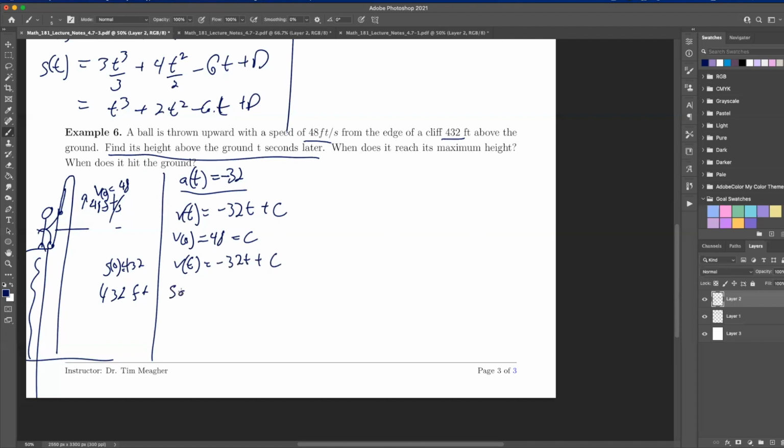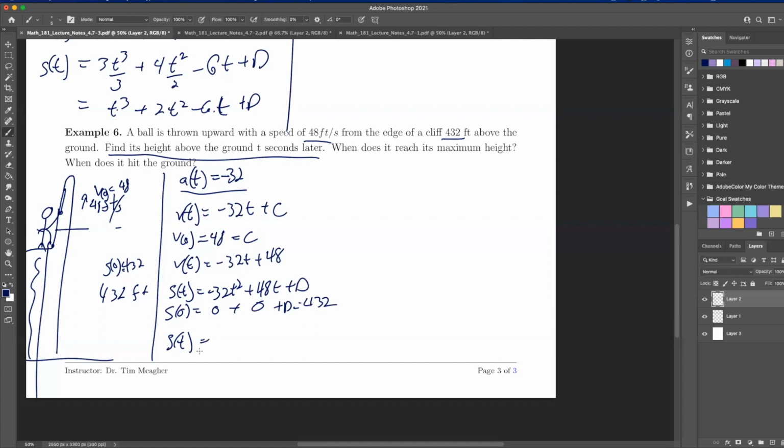And then here we're going to do the same thing for s. We're going to take the antiderivative, so it'll be minus 32t squared, plus, do I know what c was? Yes, it was 48. Plus 48t plus some d in this case. We're going to plug in our initial position. At t of 0, t squared is 0, 48 times 0 is 0, plus d, and that's all equal to 432 feet. So we have our position function.